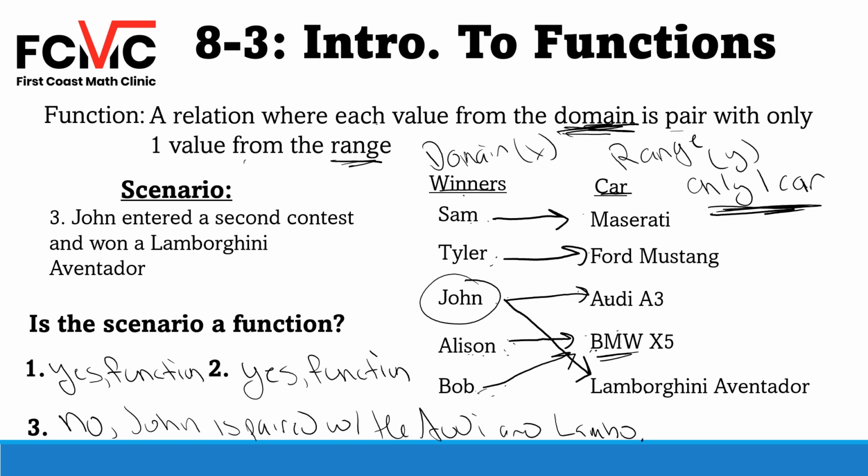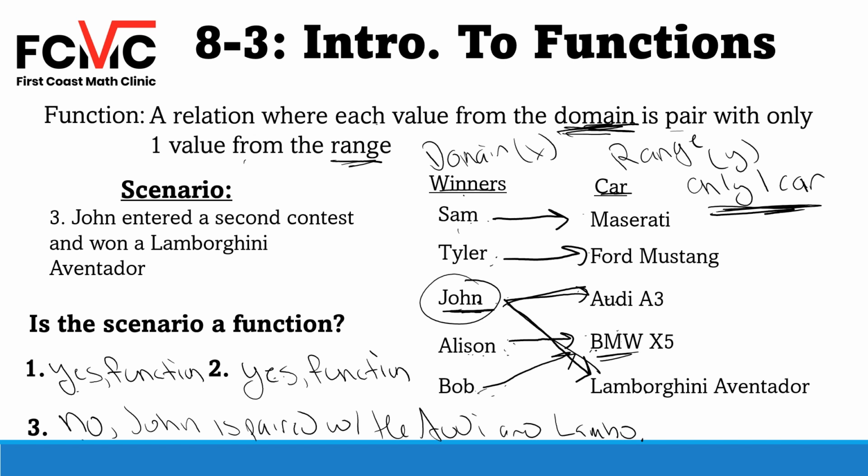So John's paired with the Audi and the Lamborghini. Because our value in the domain here is paired with multiple values in the range, this relation is not going to be a function, okay? So we went through 3 different examples. First two were functions. Third one is not a function.